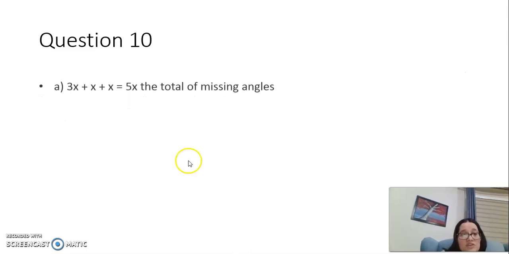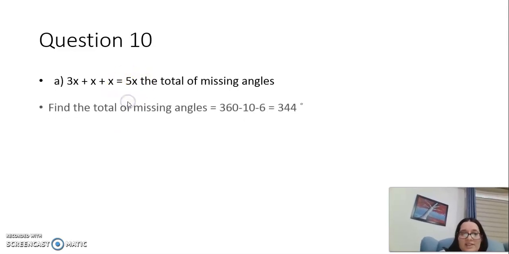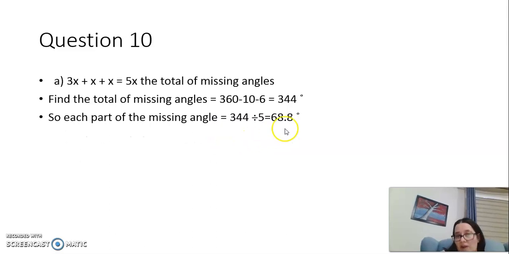For the last question, we have to know the value of the missing angle first. So 3x plus x plus x, which is 5x. So what is the value of the 5x? So 360, which is the total, minus the known angles, which are 10 and 6. So the value of 5x equals 344. So each x equals what? 344 divided by 5, which is 68.8.